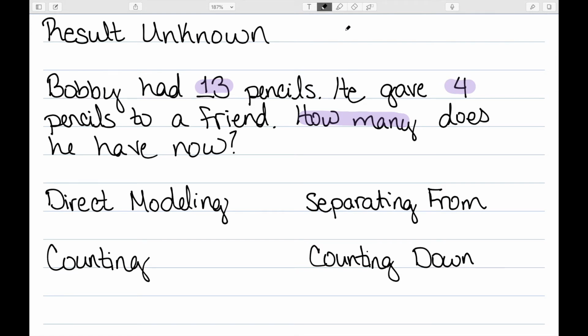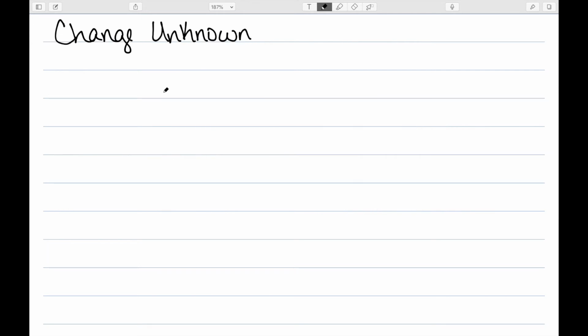And if we want to form a number sentence for this, it would be of the form 13 minus 4 is equal to what? So this would be the basic form of a number sentence for a result unknown separate problem. The next type of separate problem is change unknown. In this case, we'll know our initial condition and the result, but not the change.